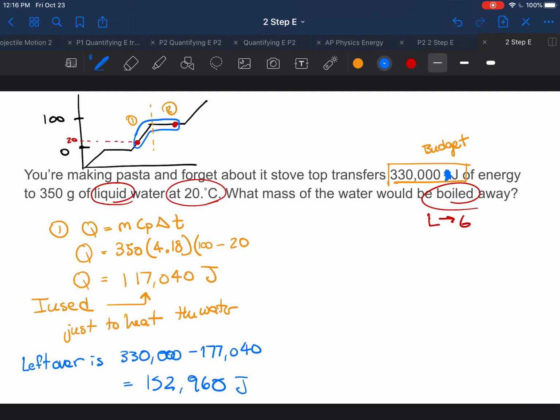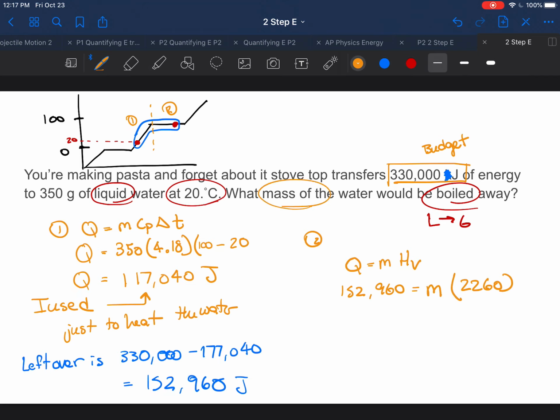Now, with this amount of energy left over, I want to figure out how much I can boil away. So if I'm talking about boiling, that is in stage 2, that is heat of vaporization, a liquid to gas phase change. So I started with 330,000. I used up 117,000 to bring it to a boil. Now that means I have 152,000 left over to start to evaporate it.